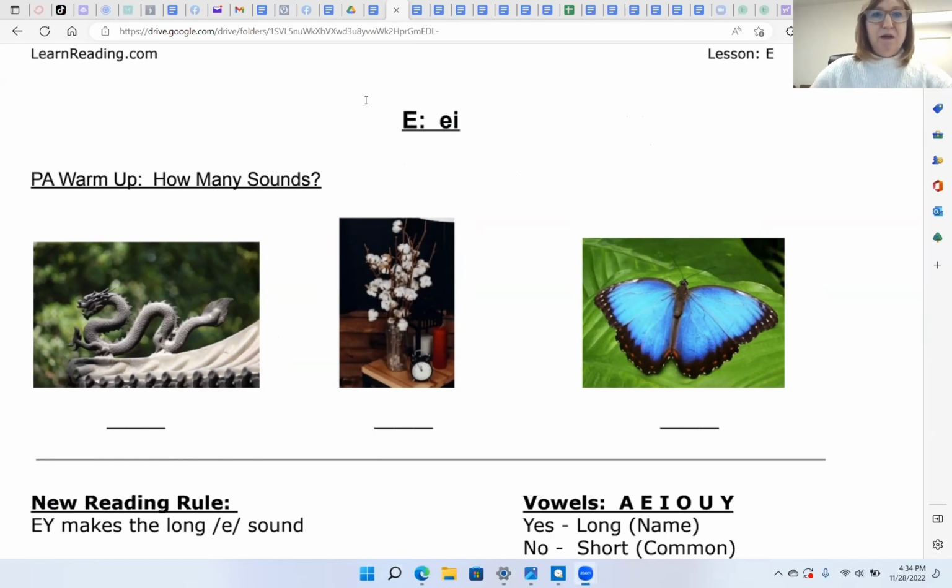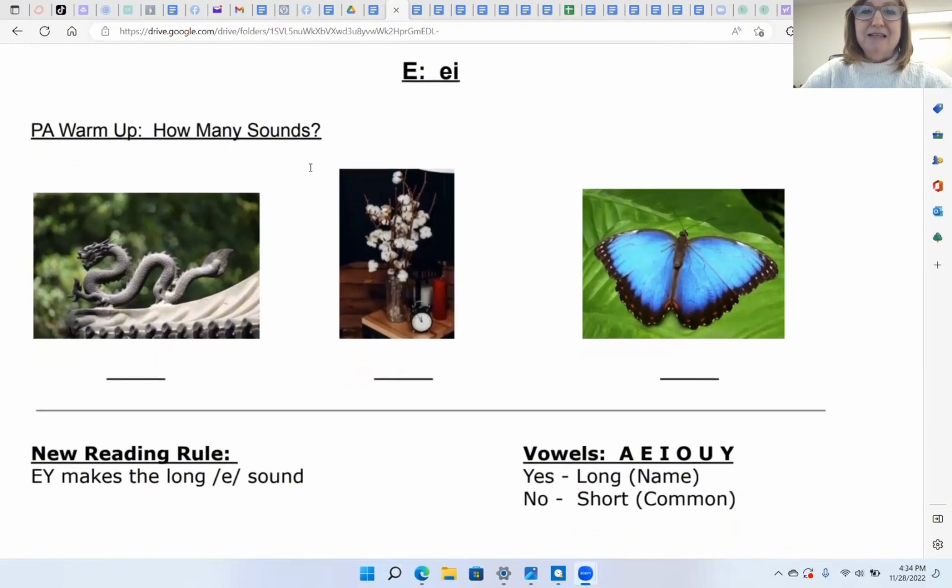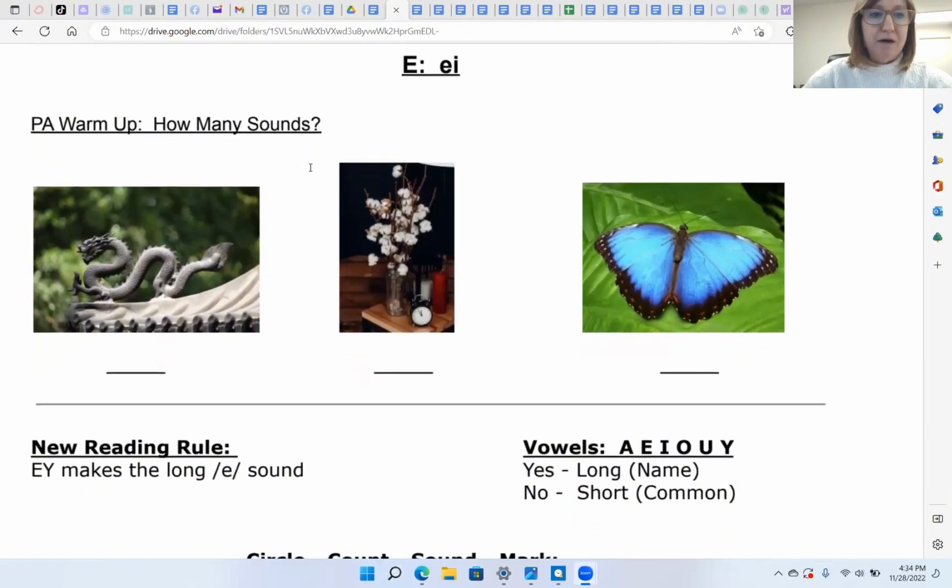But let's start with warming up our ears. The most important reading skill is our phonemic awareness. So these words, the first two have a schwa sound in them. And schwa sounds are very difficult to pull away from the other sounds in the word. So I wanted to work on that a little bit today.